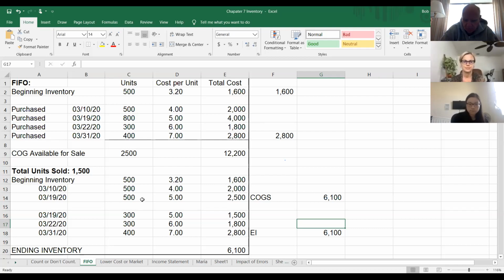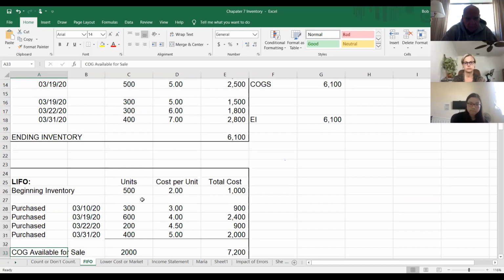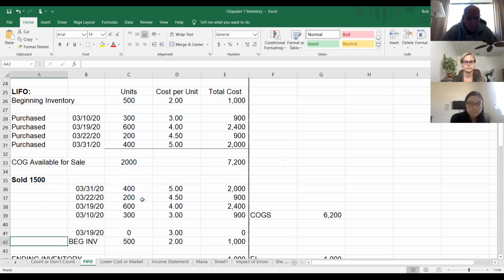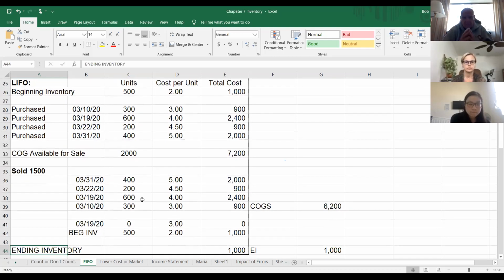FIFO. Let's keep in mind that three of these four inventory cost methods have nothing to do with the physical movement of the goods, okay? It's an accounting choice companies can make, and we're going to discuss why they make these choices the way they do, okay? So here we go. I think we're ready for LIFO. LIFO, the most counterintuitive one, huh?